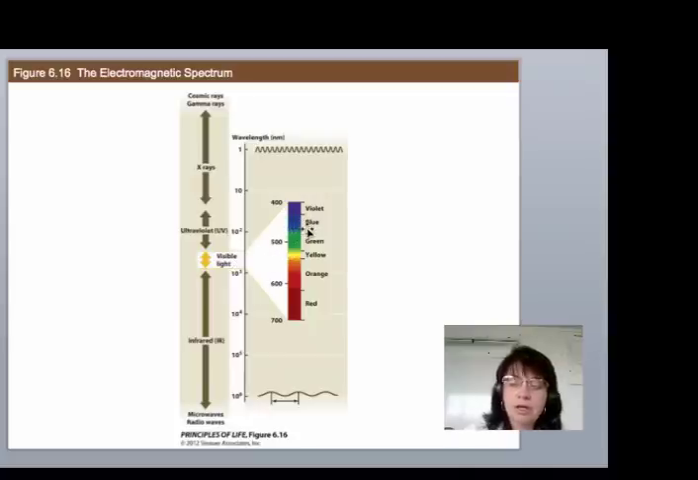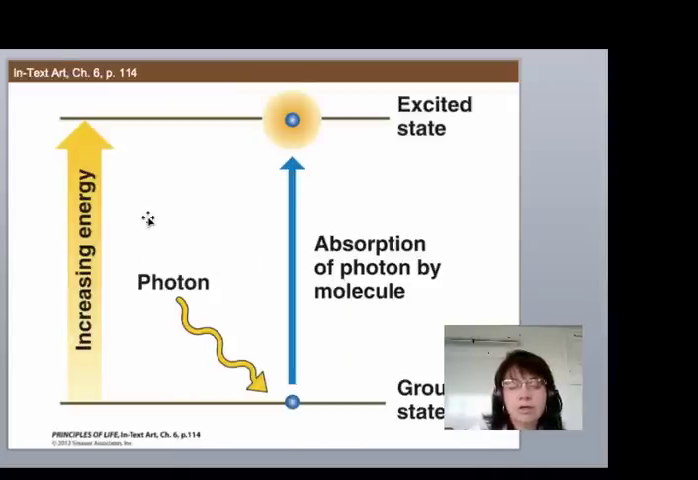Basically, we're going to see how there are pigment molecules inside the chloroplast that can capture these wavelengths of light. And interestingly, they do not capture the green wavelength. That's why the leaves look green. It's being reflected back into your eyes. So, what's happening with this energy?